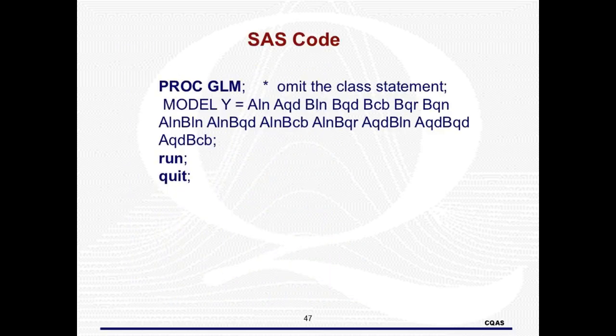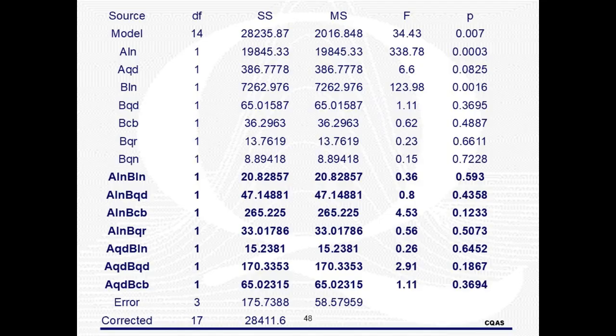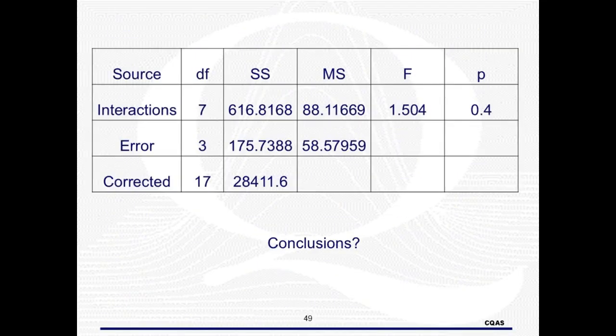Here is the SAS code to fit the initial model. We do not include the class statement since we want all of these terms to be considered quantitative. Here are the initial results. Now we need to pool the entries for the interactions. You should conclude that there is not a significant interaction. Now we should fit the model with the interaction term as the error.